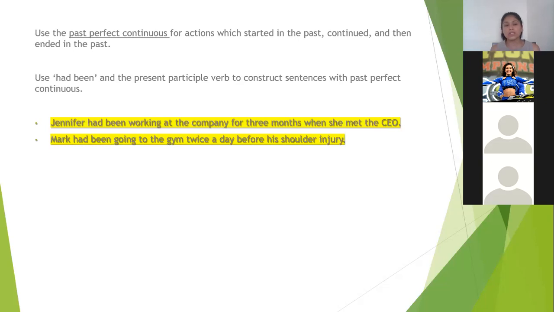Is it clear when to use the past perfect continuous? Just like a wrap up of this topic, the past perfect continuous is used to talk about a situation that started in the past, continued in the past, and finished in the past. So everything is in the past. Yes? Thank you.